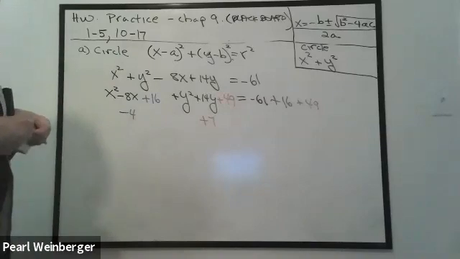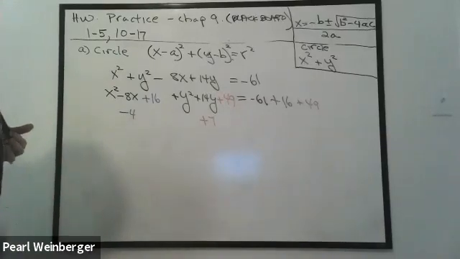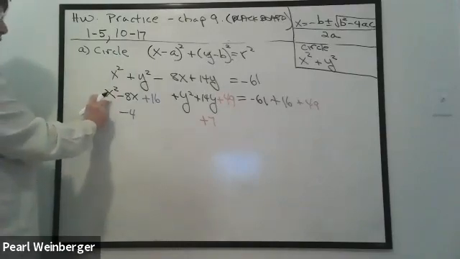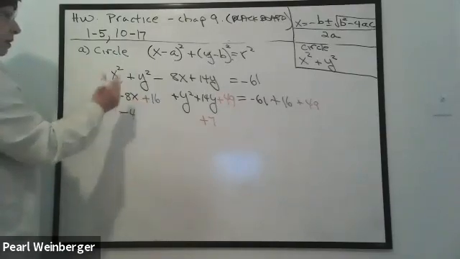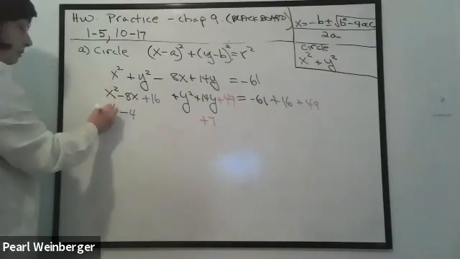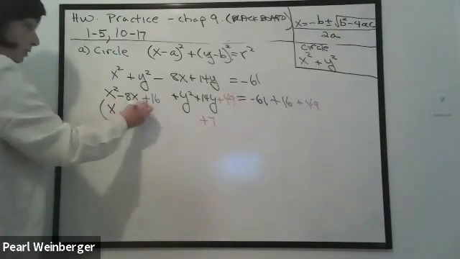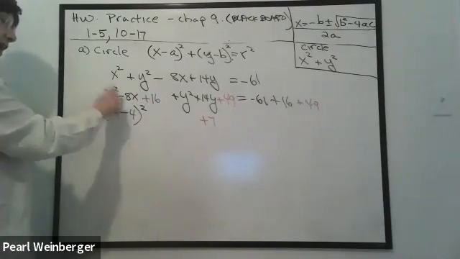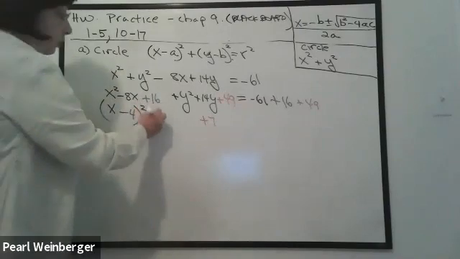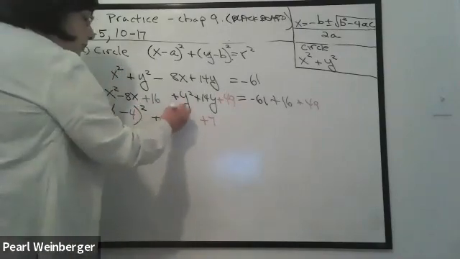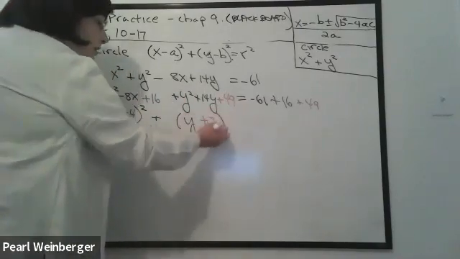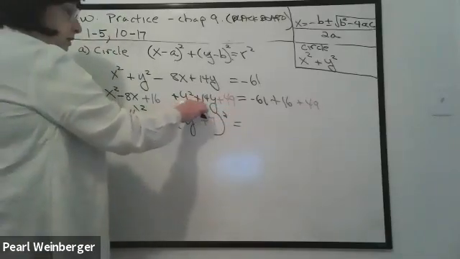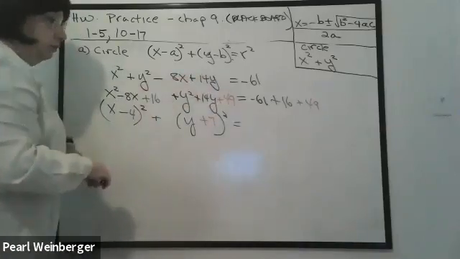And then what I'm going to do is write these things in their factored form. x squared minus 8x plus 16 really means (x minus 4) squared. Remember, the number that goes in the parentheses is always half of this number. With the y's, it's going to be (y plus 7) squared. That's what y squared plus 14y plus 49 equals.